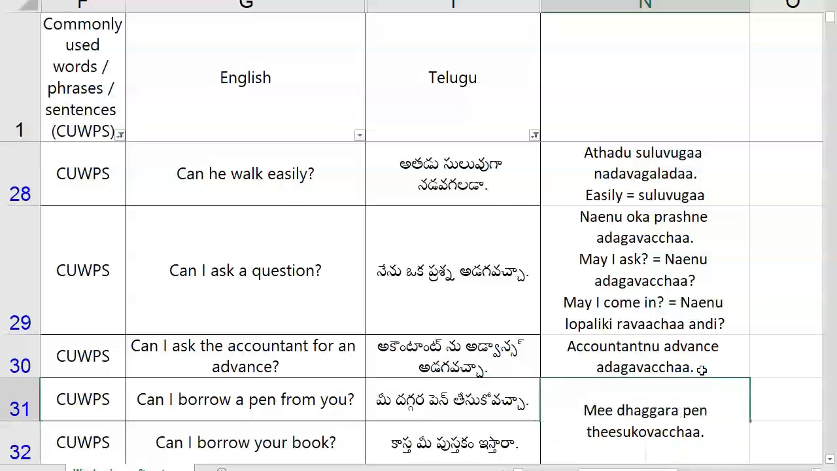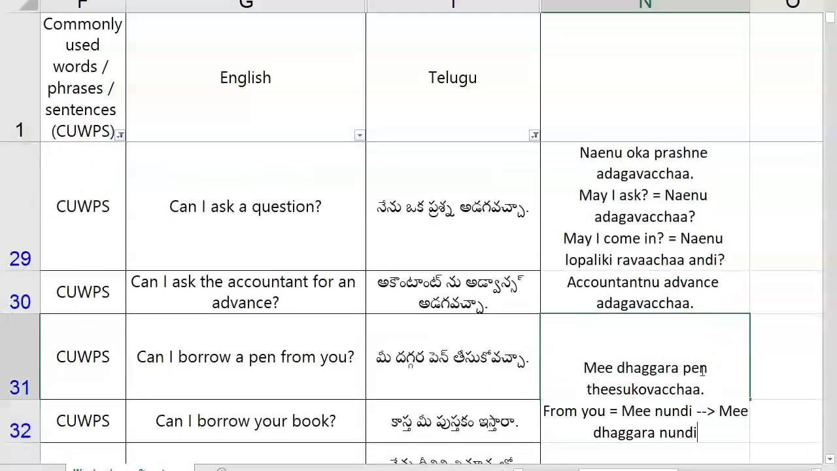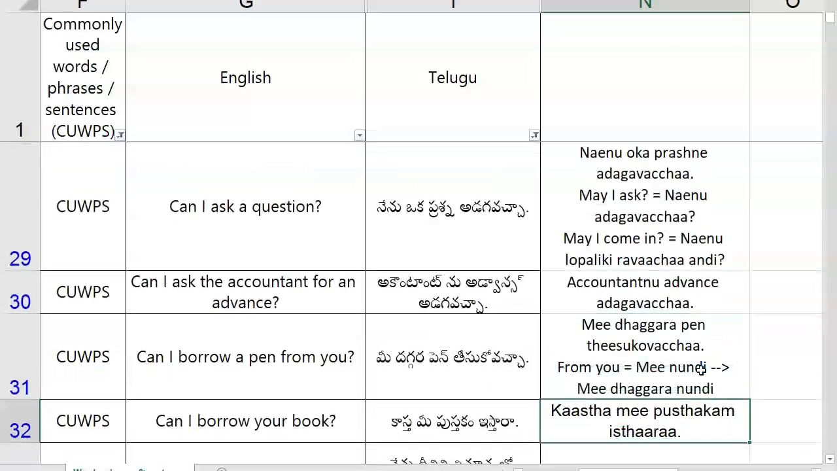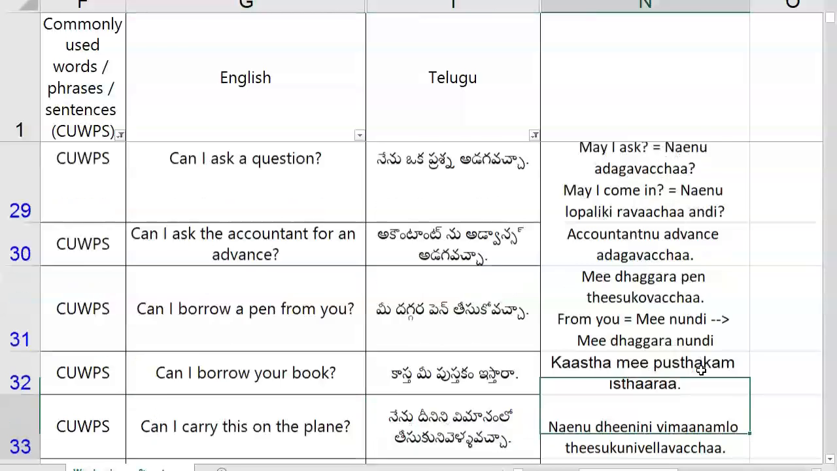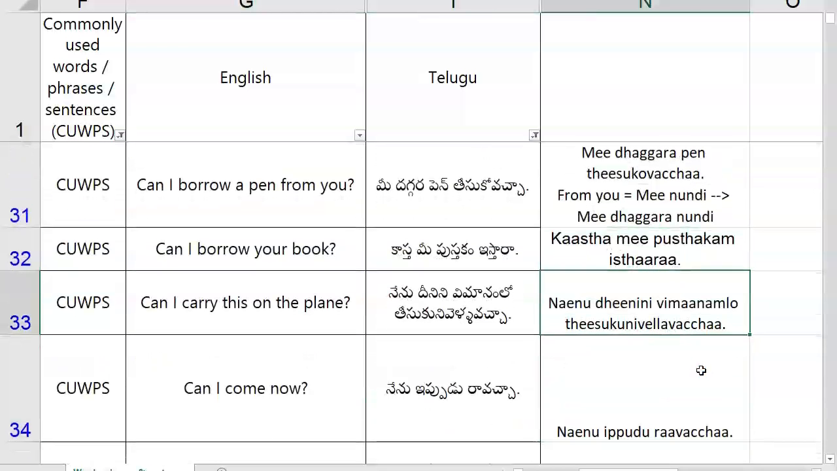I will write here, from you. The word-to-word translation is మీ నుండి, but మీ నుండి doesn't suit, so we change it to మీ దగ్గర నుండి. In a sentence you can even remove nundi, you can say మీ దగ్గర పెన్ తీసుకోవచ్చా. Like that. Can I borrow your book means కాస్త మీ పుస్తకం ఇస్తారా. This is another style of asking. Okay, we will continue this topic tomorrow because we have only 1 minute left. It needs some explanation. We'll continue tomorrow.